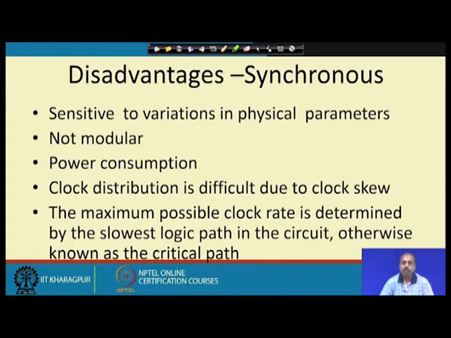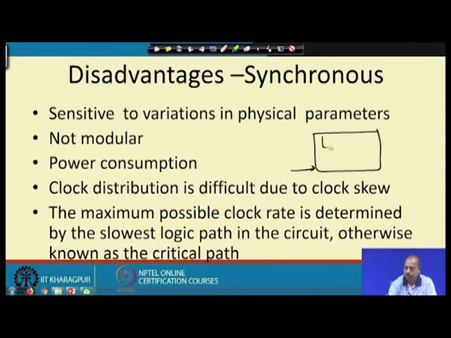Clock distribution is difficult due to clock skew. Clock skew means, if I have a board on which I have some systems made, and the clock signal is entering here. I have a chip here, a chip here, and a chip here, and all of them are operating in a synchronous mode. Now, say this clock signal is distributed like this. Then the delay of these paths is proportional to the length. In fact, it is squarely proportional to the length. So, as the length increases, the delay increases severely.